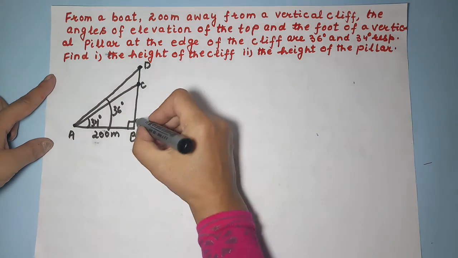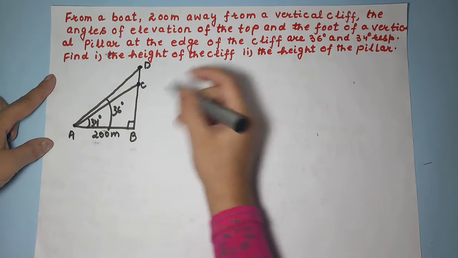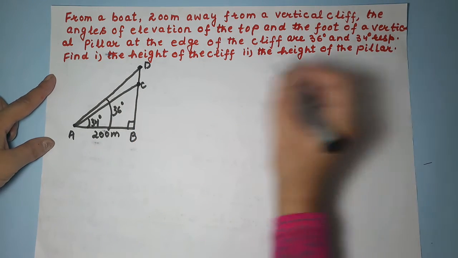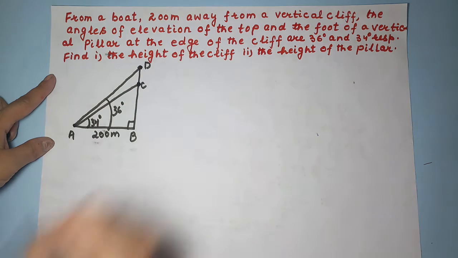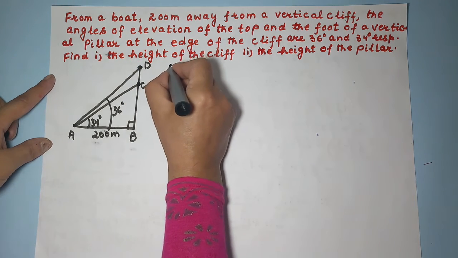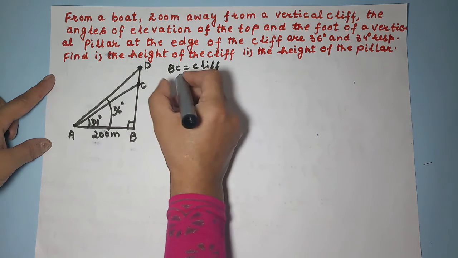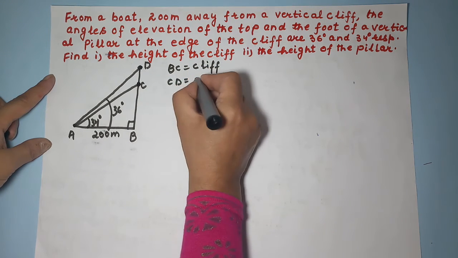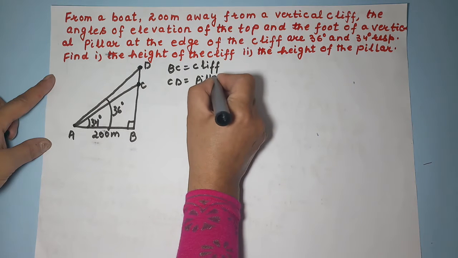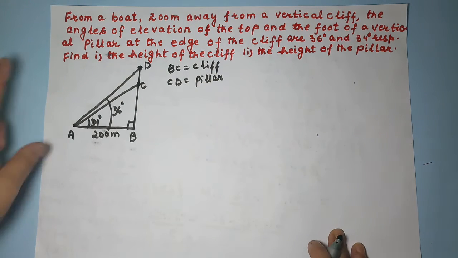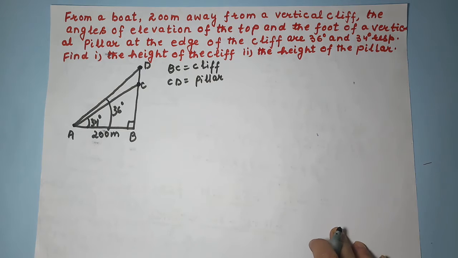Now what is the height of the cliff? That is this BC. And the height of the pillar? CD is the height of the pillar. So BC is your cliff, right? And CD is your pillar. Fine. Okay, let's proceed to find this.